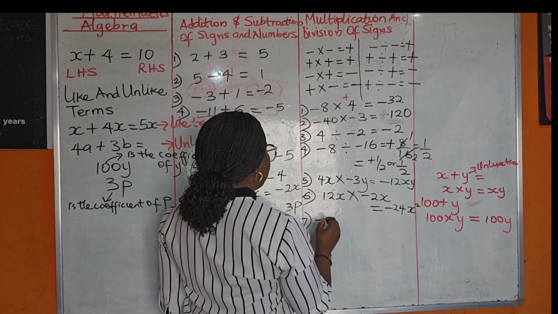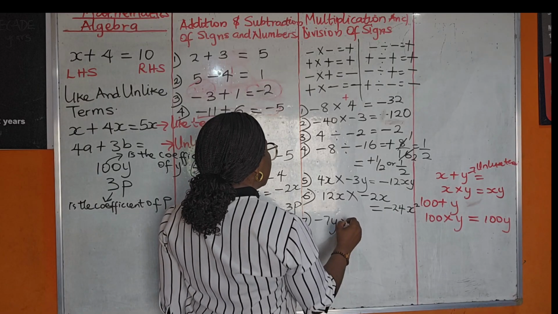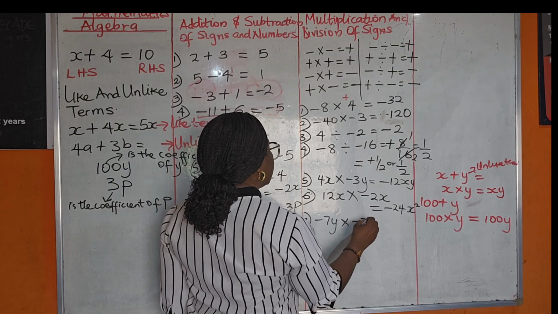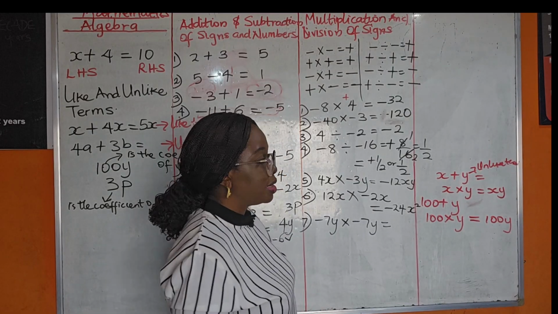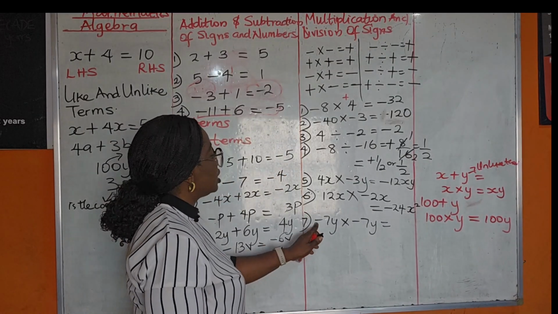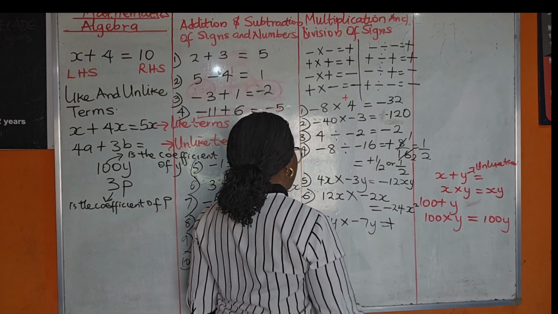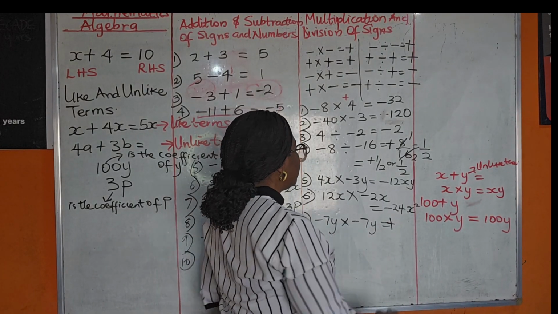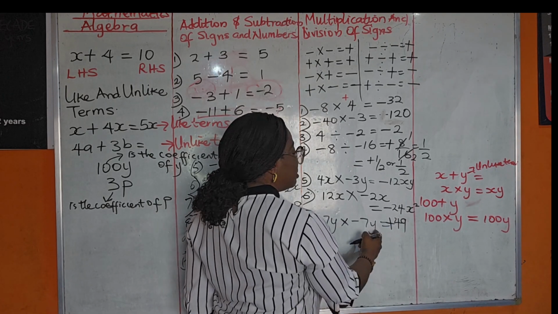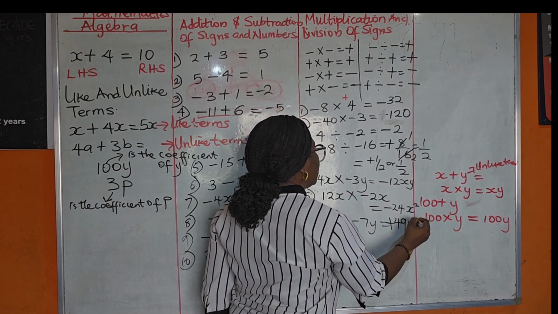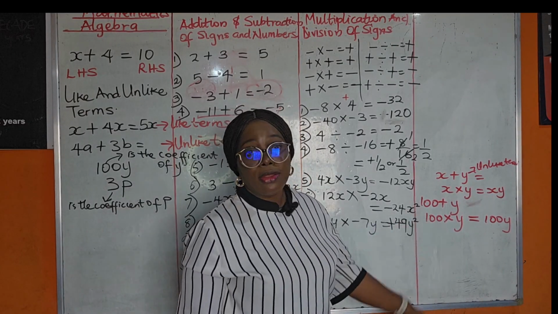I'll take one more example. If you have something like minus 7y times minus 7y, let's solve it. Minus times minus is what? Plus. 7 times 7 is 49, and y times y gives us y squared, or y raised to power 2. So the answer is 49y squared.